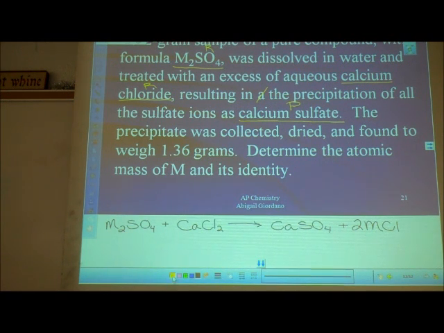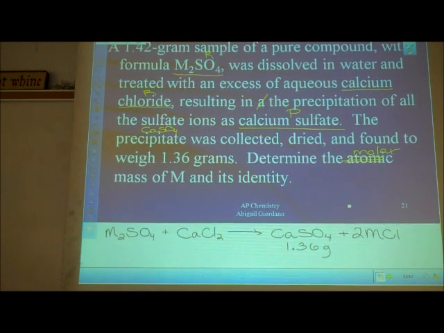Now, let's continue reading. The precipitate, and let's be more specific. We know the precipitate is calcium sulfate. Calcium sulfate was collected, dried, and found to have a mass of 1.36 grams. Determine the, I'm going to change this word, get the same number, but determine the molar mass of M and its identity.